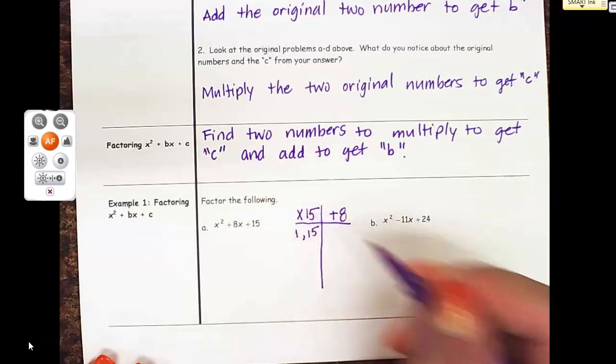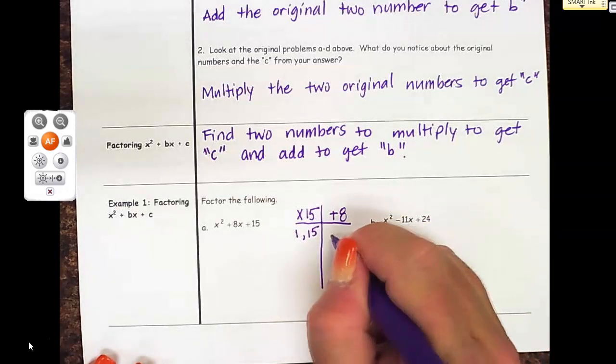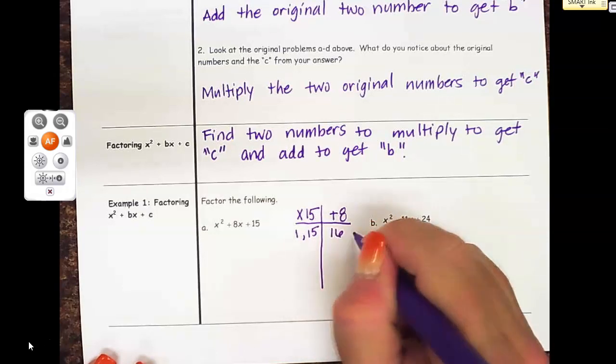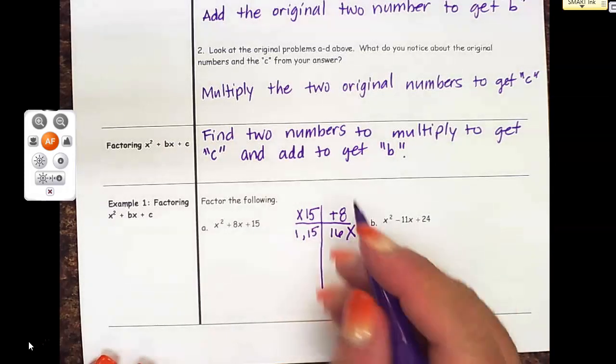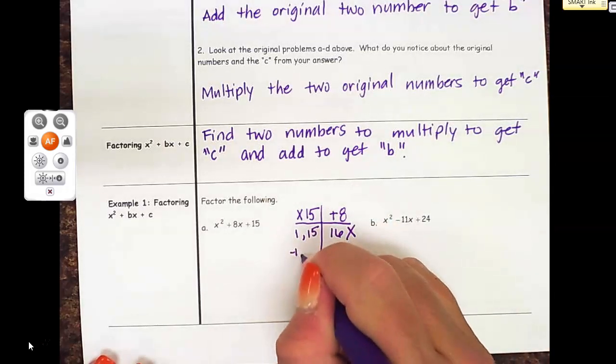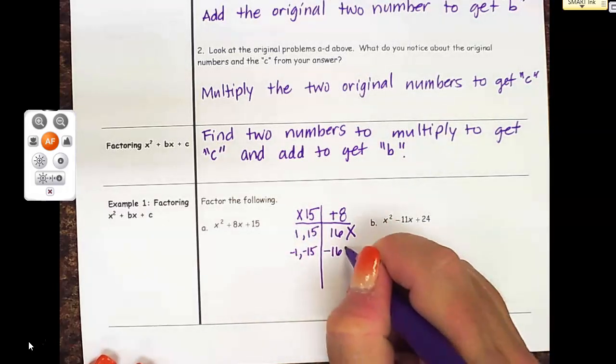1 times 15 equals 15. But then when I add them, they add up to be 16. So I know that's not my right choice for my numbers. And I could try a negative 1 and a negative 15, because negative times negative would be positive. But then I would end up with negative 16.